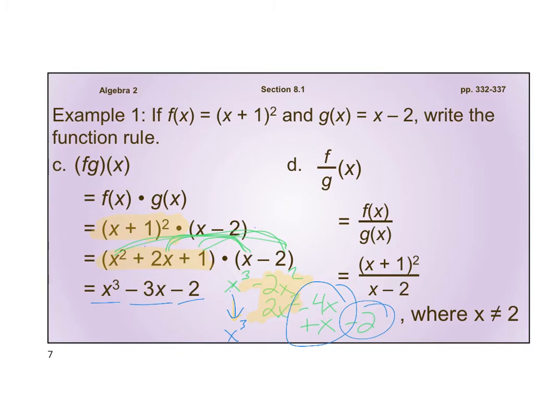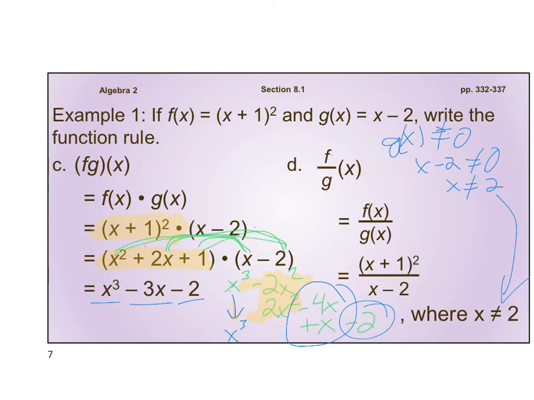All right, now on this next one, there's some restrictions because we're dividing by something. So g of x cannot equal 0. If g of x equals 0, so what we're saying is that g of x has to be greater than 0 or less than. Now, what we're saying is it just can't equal 0. Okay, so x minus 2 cannot equal 0, so x cannot equal 2. That's where this constraint comes from.